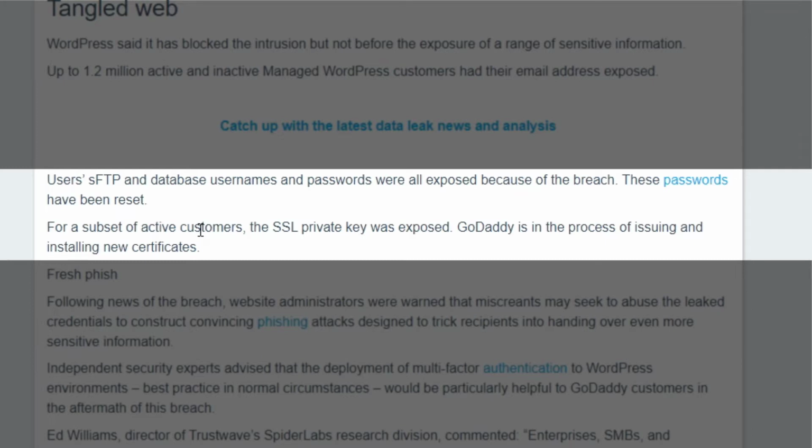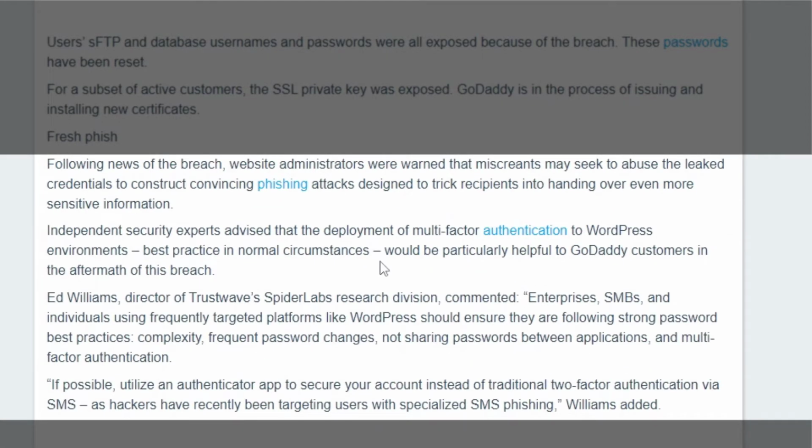For a subset of active customers, the SSL private key was exposed, which means that you could do anything on any website. You could delete an entire website. Any Godaddy hosted website was in danger of being deleted or hacked or everything. And anyone who visited the website could be hacked. Even people who had two-factor authorization, which means every time they logged in, they had to get an SMS code. Even those people could have been at risk.